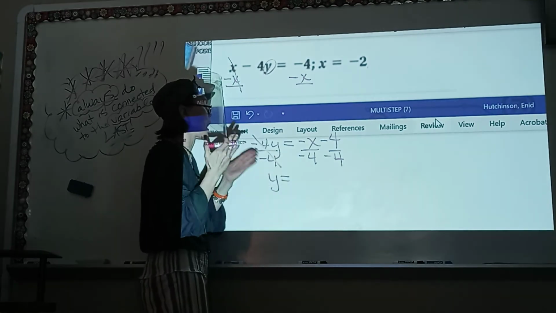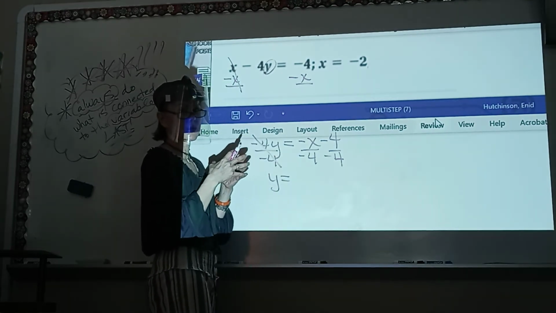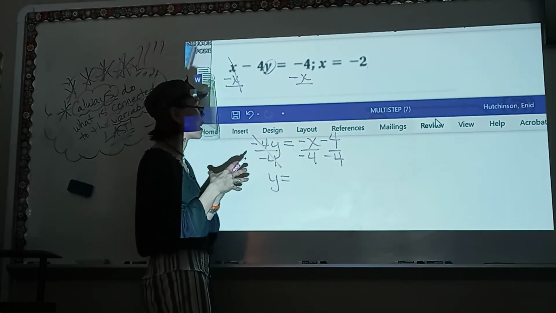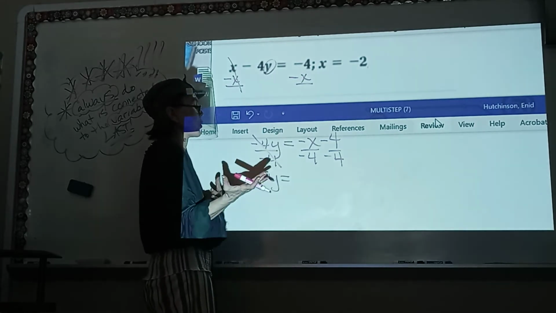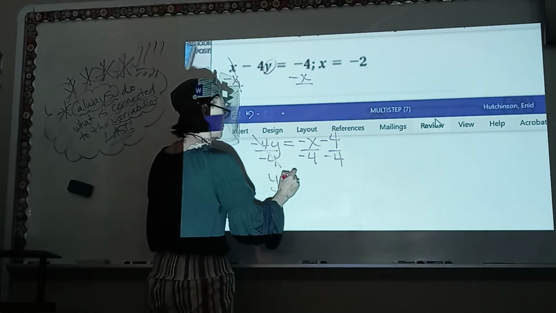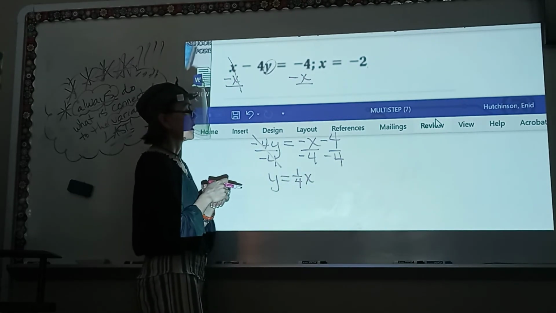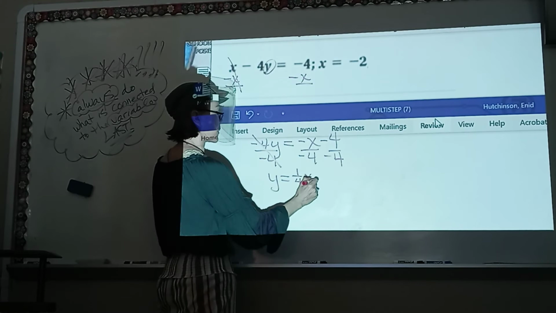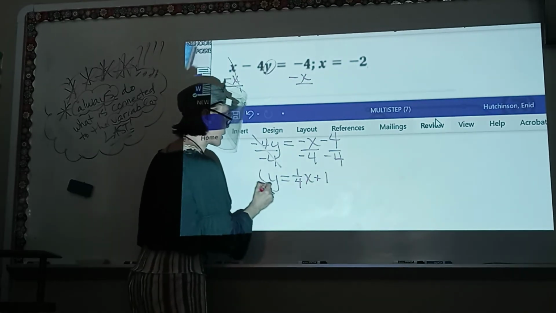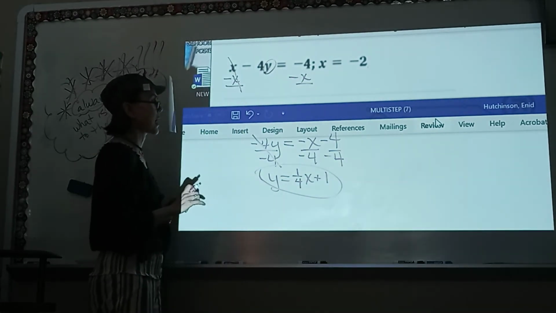Now here's where our positive and negative rules come in. That's why I told you this was the most important lesson of the entire year. A negative divided by a negative gives us a what? Positive. And a negative divided by a negative gives us a positive 1. So you guys, we have solved for y.